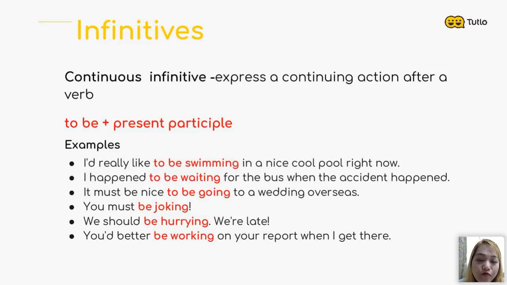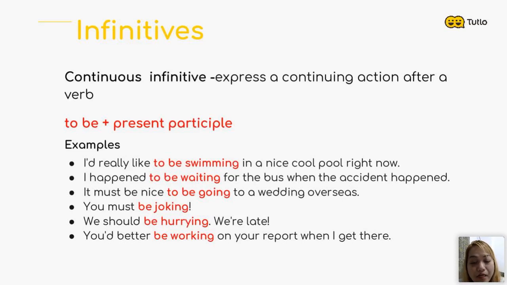The next other form of infinitive that I want to share with you is what we call the continuous infinitive. The continuous infinitive refers to the same time as the preceding verb and expresses an action in progress or happening over a period of time. Continuous, if you are familiar with present continuous, it's just like that. Or it expresses a continuing action after a verb. That's just what we wanted to say in short.